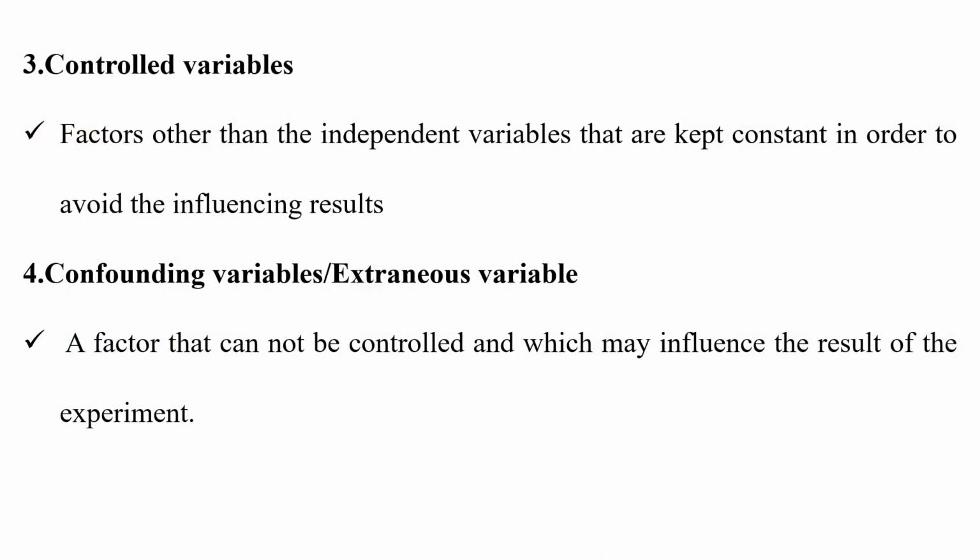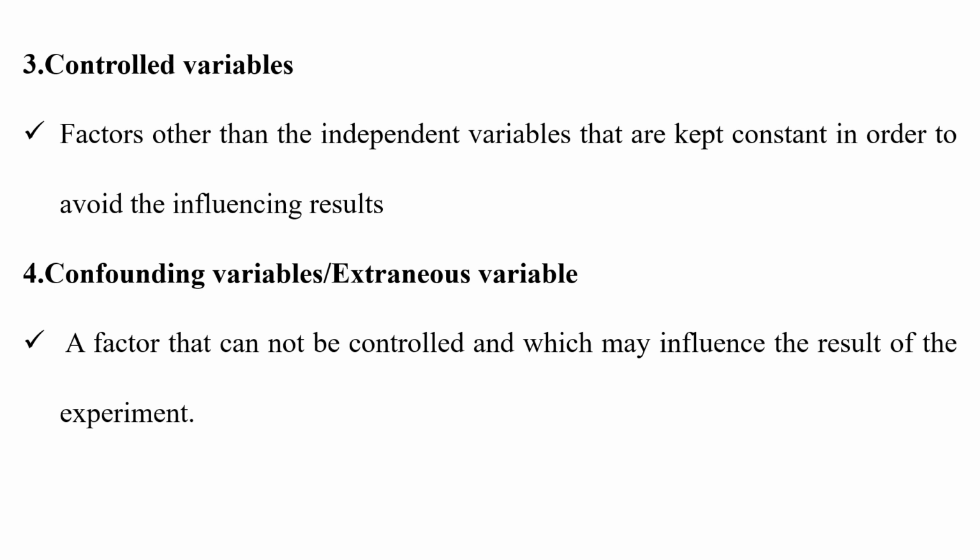So the other one is controlled variables. These controlled variables are factors other than independent variables that are kept constant in order to avoid influencing the results. We have different factors we are controlling to keep constant. Otherwise, if we are not controlling our controlled variables, our result does not become good or acceptable, so it is not valid. We must control variables.